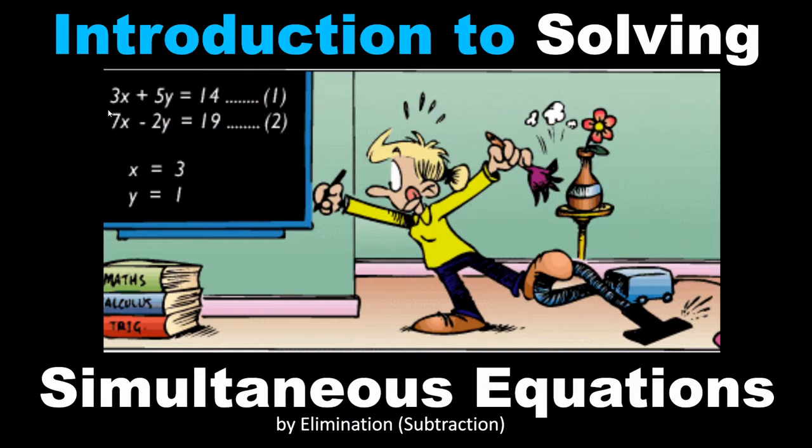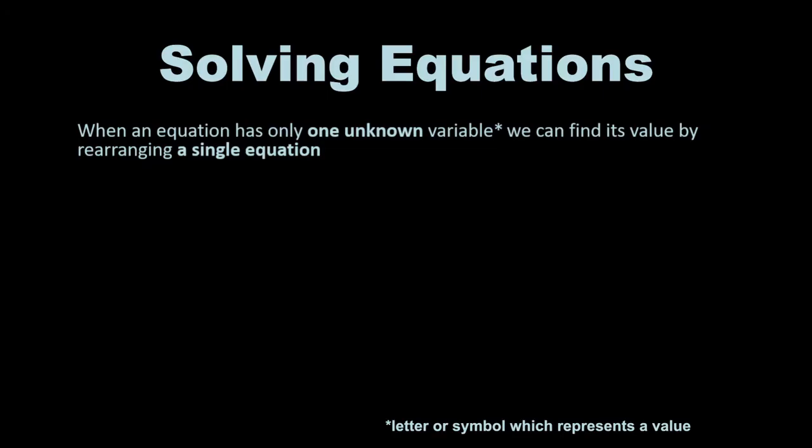This is an introductory lesson to simultaneous equations where we'll be using the elimination method. For the purpose of this lesson, I'm going to go ahead and assume that you already know how to solve an equation. When you have an equation with only one unknown variable, and remember a variable is a letter or symbol that represents some value that we don't know, we can find the value of that variable by just rearranging that equation. So for example, 4x minus 5 equals 15.